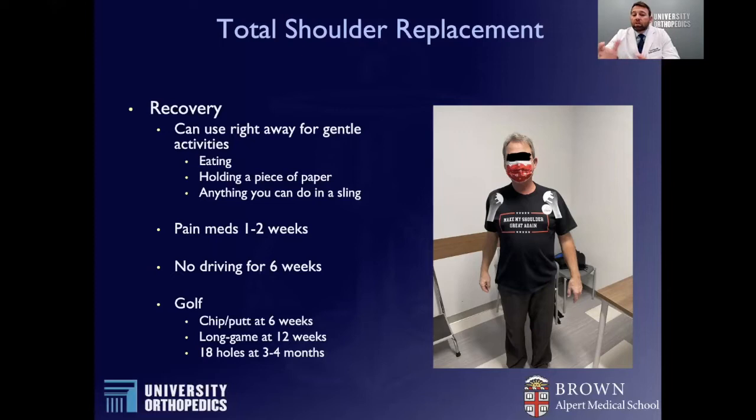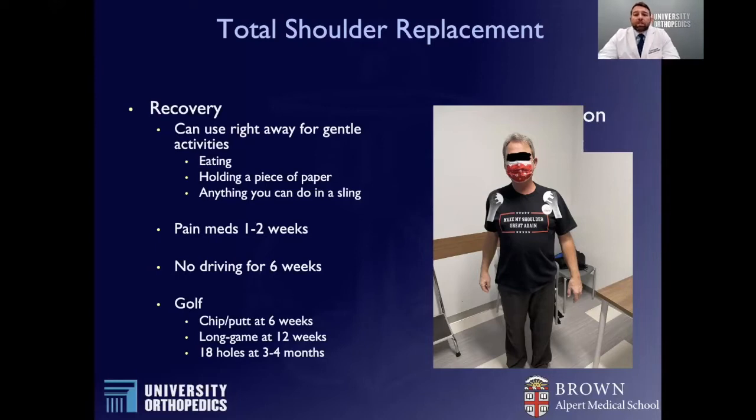But usually somewhere between that 6 to 12 week time point, they say they feel better than before surgery, and they just have the achiness and the pain from surgery, but that arthritis pain that they had before has gone away. Golf, generally they can start chipping and putting at 6 weeks, long game at 12 weeks, and then playing 18 holes at 3 to 4 months.